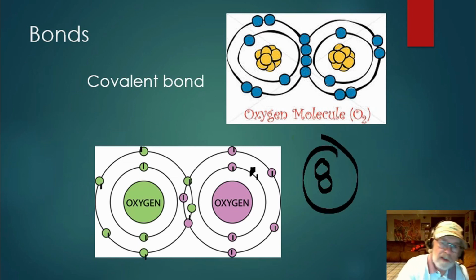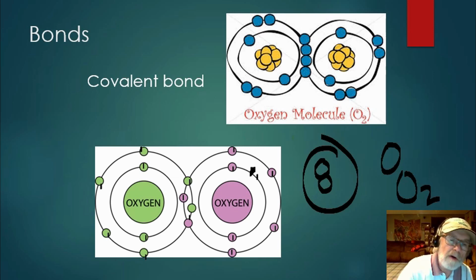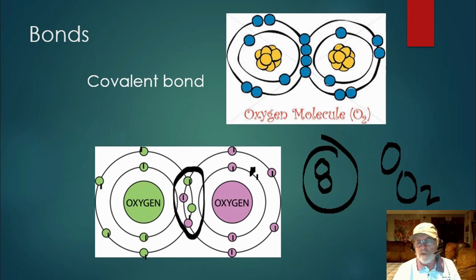So what does it do? It combines this outer shell. So what happens? I have 2 green from this, 2 purple from that. Now they have 8 in that outer shell because they mutually share 2 with each other. And instead of oxygen existing as O, it exists as O2, because now I have 2 oxygen atoms. They're united by the equal sharing of those 4 electrons, 2 from one oxygen atom and 2 from the other oxygen atom. Now we have what's called a covalent bond.